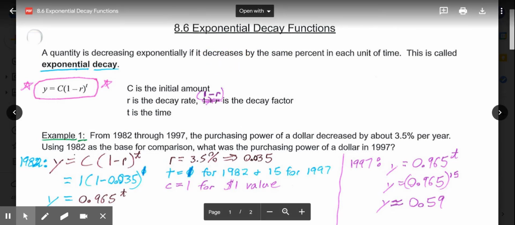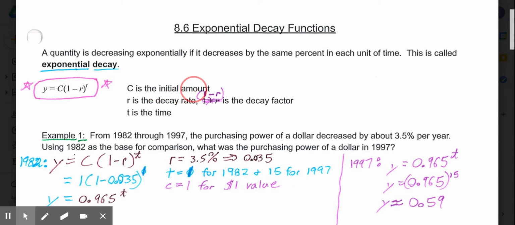So our equation, or our model, for exponential decay is y equals c, then in parentheses 1 minus r, to the t power. The only thing that switches from growth to decay is this part in the parentheses. In growth, it's 1 plus r. In decay, it's 1 minus r. So c in this equation is still whatever our initial amount is. r is the decay rate instead of the growth rate.